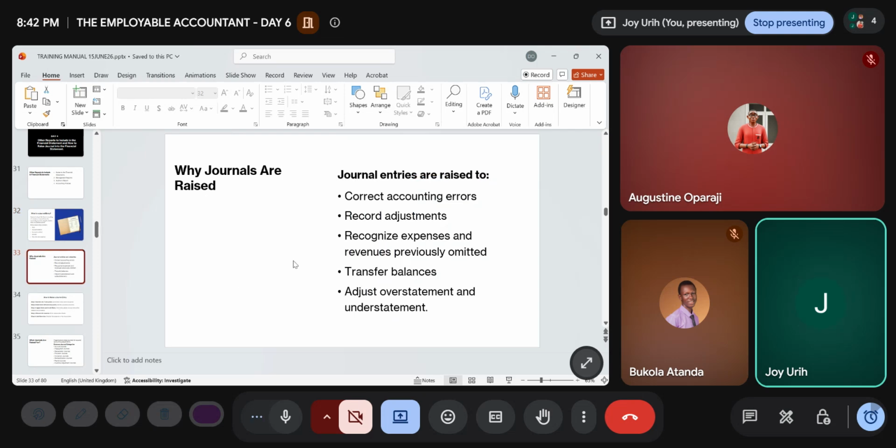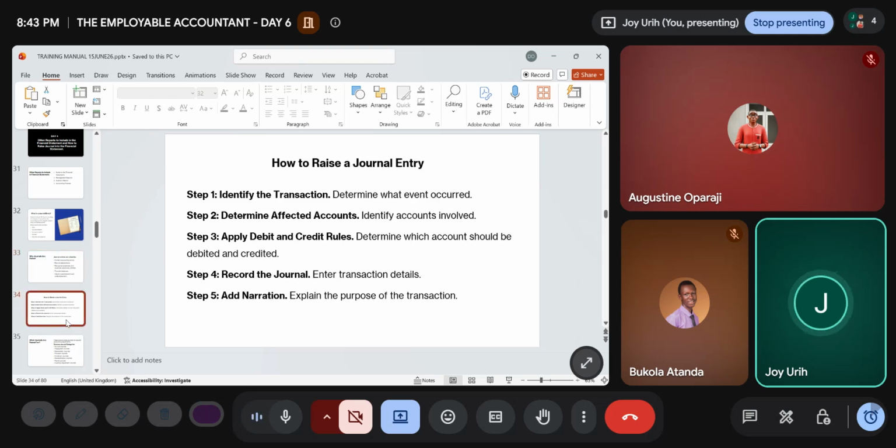So why are journals raised? Journals are raised to correct accounting errors, to record adjustments, to recognize expenses and revenue previously omitted, and to adjust overstatements and understatements. So these are the various reasons why we raise journals in our financial statements or in our records.